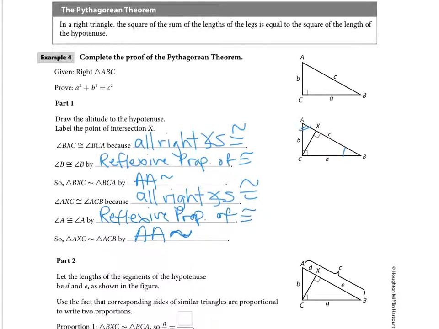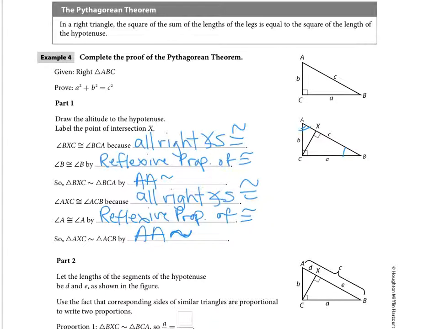So now in part 2, they're going to label the segments of the hypotenuse as D and E as shown over here. So here's D and E, and they're breaking up this whole length C into those pieces.